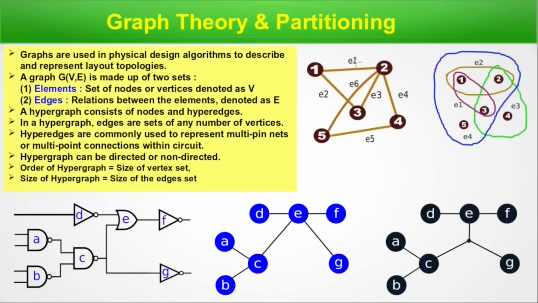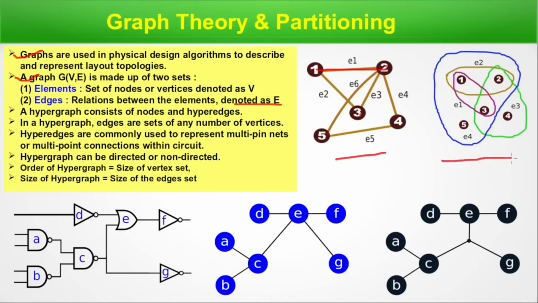Now, graph theory is the basis of partitioning. So graphs are used in physical design algorithms to describe and represent layout topologies. A graph G, a function of V and E, is made up of two sets, elements and edges. Set of nodes or vertices denoted as V, and relations between elements denoted as E. So this is a simple graph. These are vertices, and their connections are edges. So elements and edges.